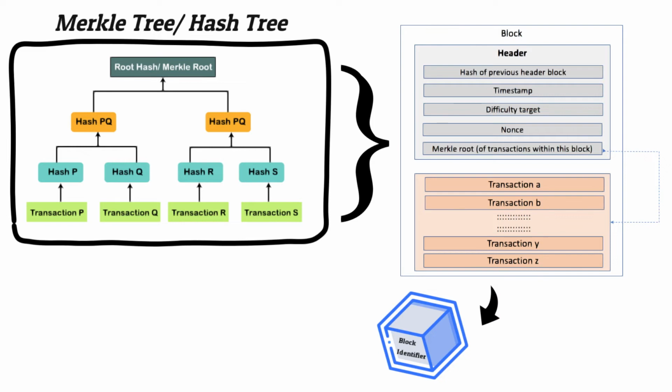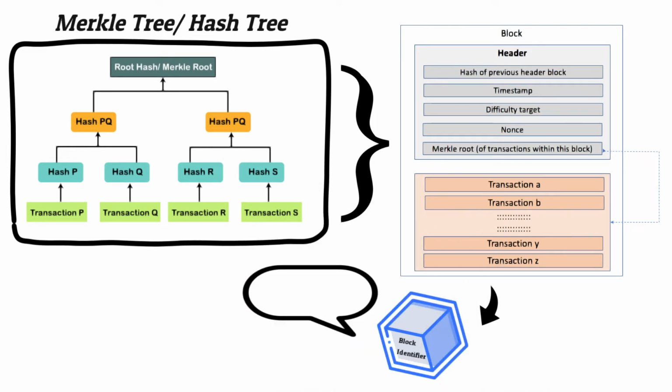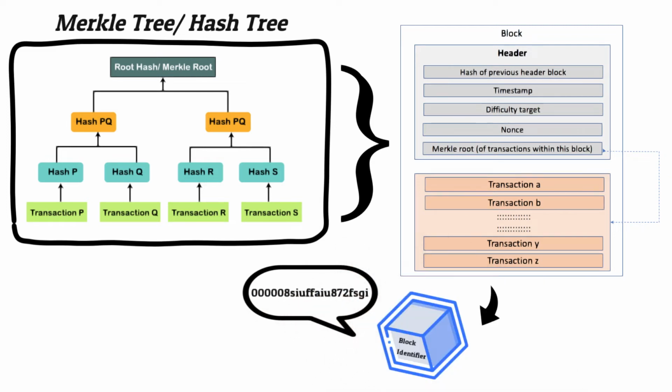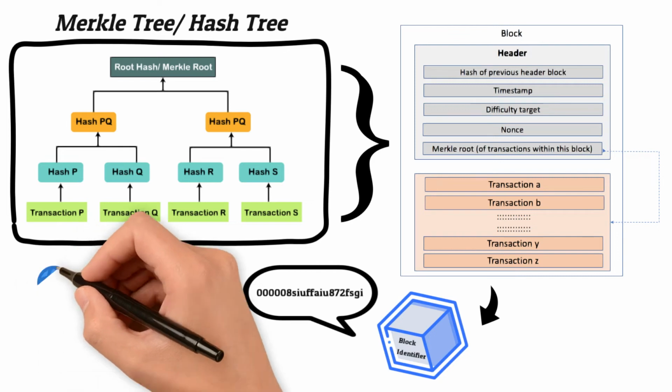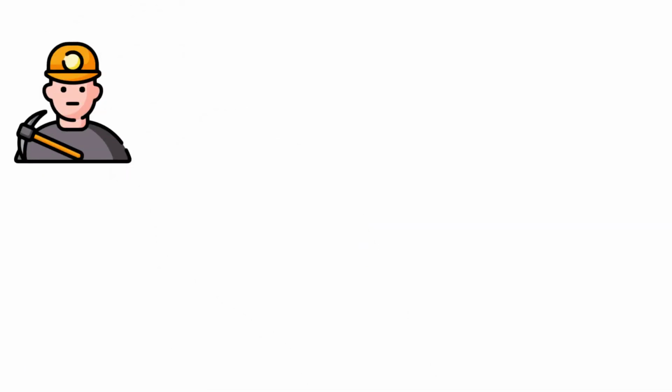The block identifier must be less than a certain target value that is set by the protocol. In other words, the block header hash must start with a certain number of zeros. This target value, also known as the hashing difficulty, scales, ensuring that the rate at which new blocks are created remains proportionate to the amount of hashing power in the network.